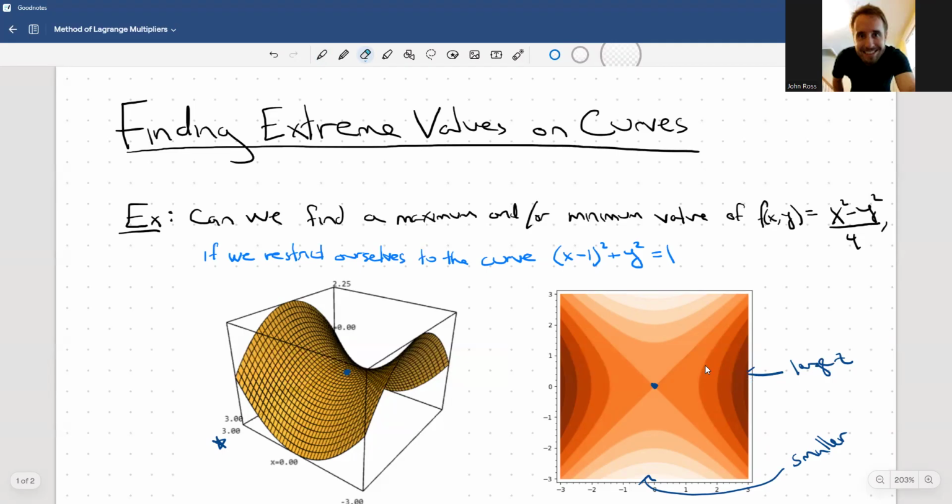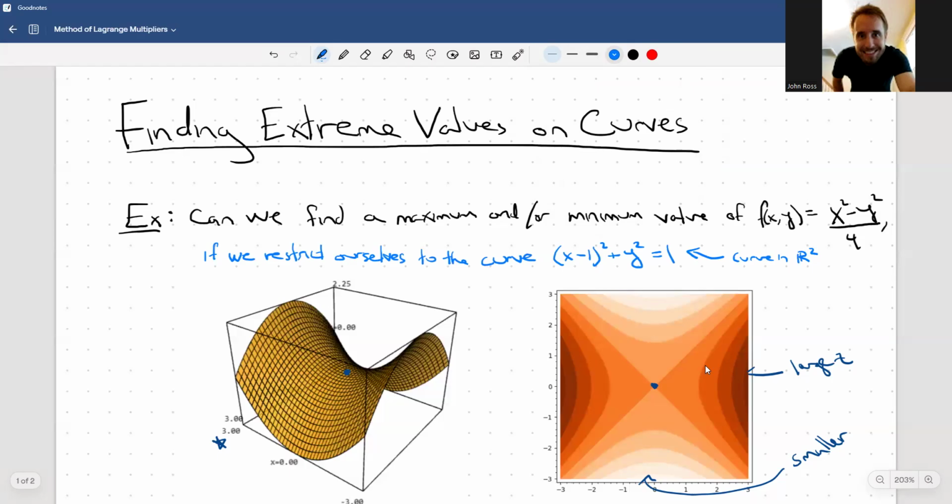Okay, well, now that I mentioned that, let's turn our attention to this curve that is mentioned here. So we are asked not to find a maximum or minimum value on the whole function, but we're asked what we can do if we restrict ourselves to the curve x minus 1 squared plus y squared equals 1. Now this is a curve in xy space. Notice it just has x's and y's in it. So this is a curve in the domain.